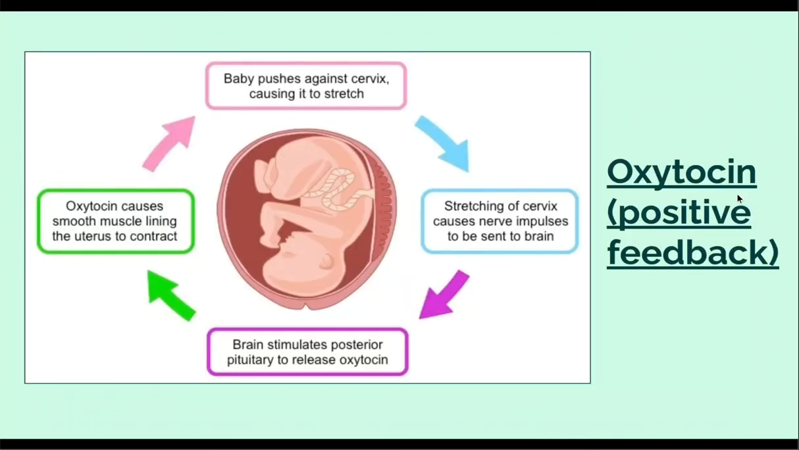Another feedback principle that we talked about, positive feedback. So this is much more rare, so that's why I wanted to talk about it. So over here you have the example of oxytocin. So when the baby pushes against the cervix, it causes the cervix to stretch. And this sends signals into the brain, and then the brain stimulates the posterior pituitary to release oxytocin. And then oxytocin again causes the smooth muscle of the uterus to contract, and this again increases the stretch of the cervix. So this cycle basically continues, and it's a very good example of positive feedback in the body.